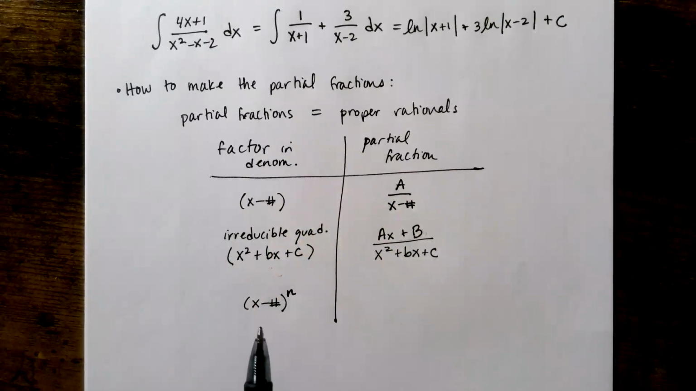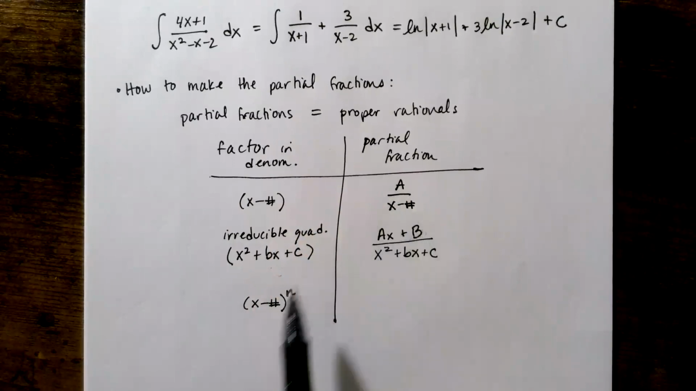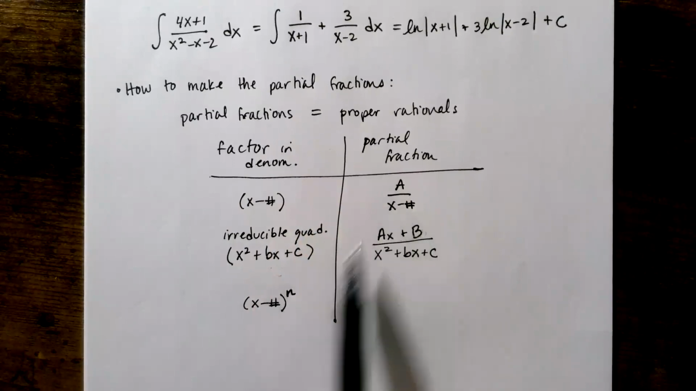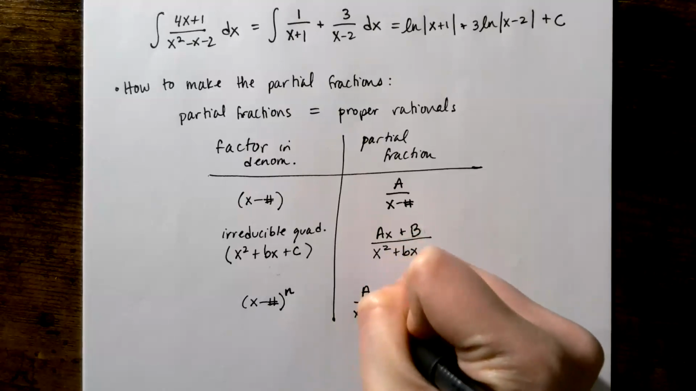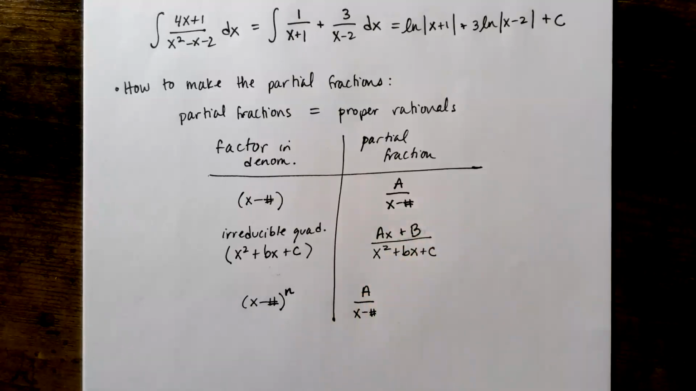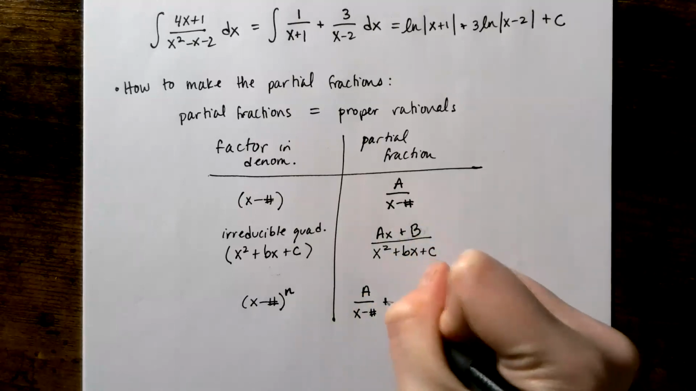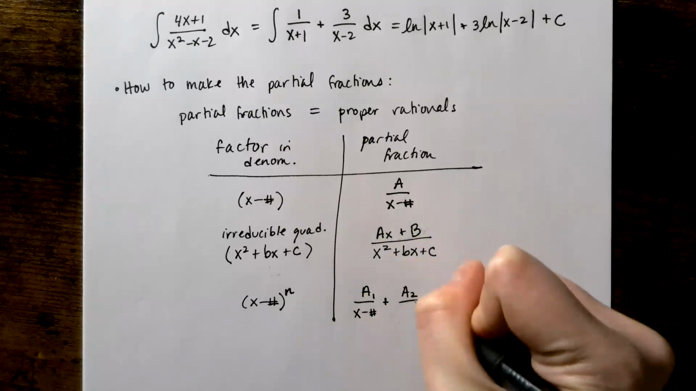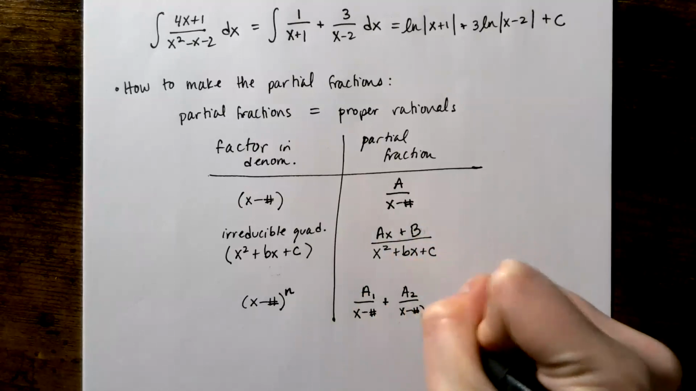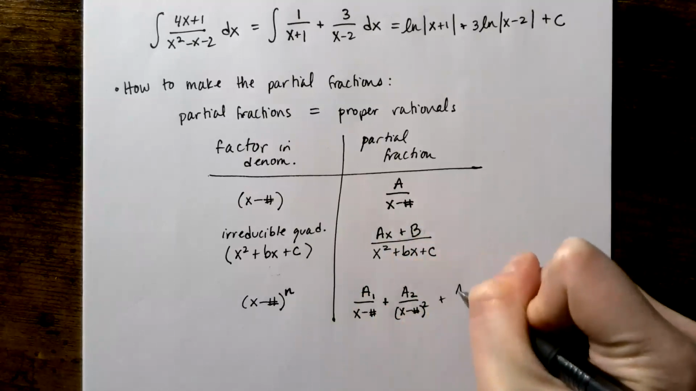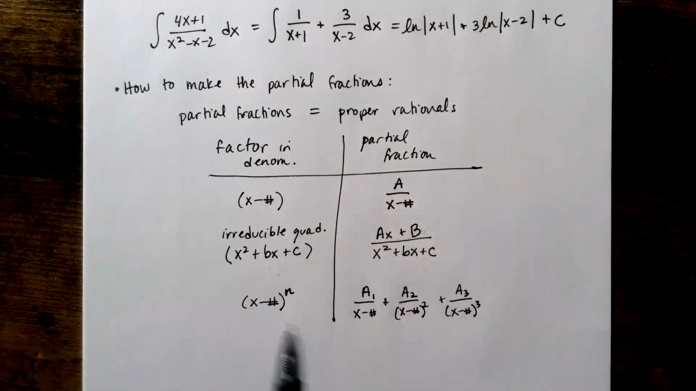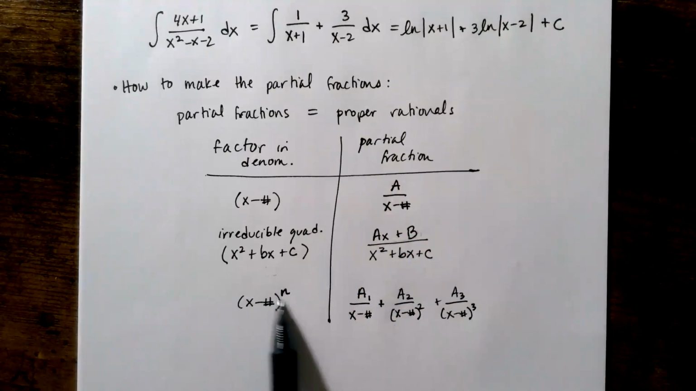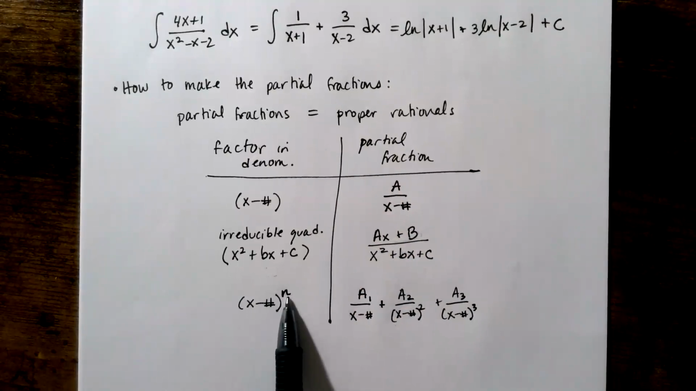So you're going to start with the normal case here. We say, okay, if it was just to the 1 power, I would have A over x minus whatever that number is. But then you could have also had that thing squared. I'm going to say A1, A2 over (x minus that number) squared, A3 with that number cubed, and you're going to count up all the way until you hit whatever this is. Usually it's not higher than 3, but it could be any number.